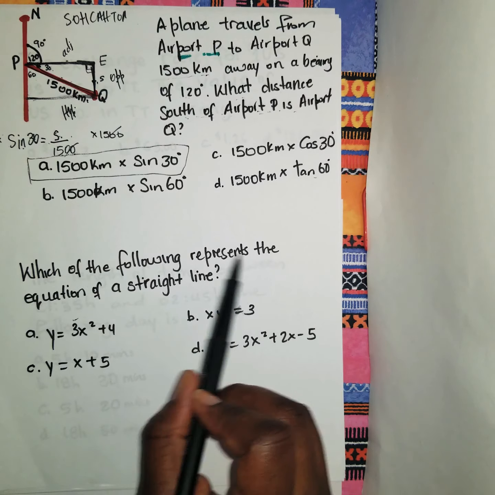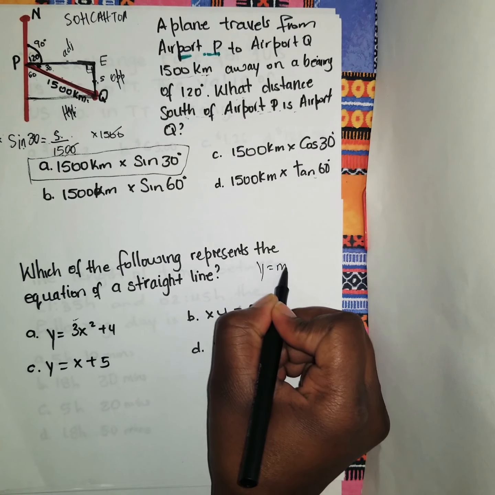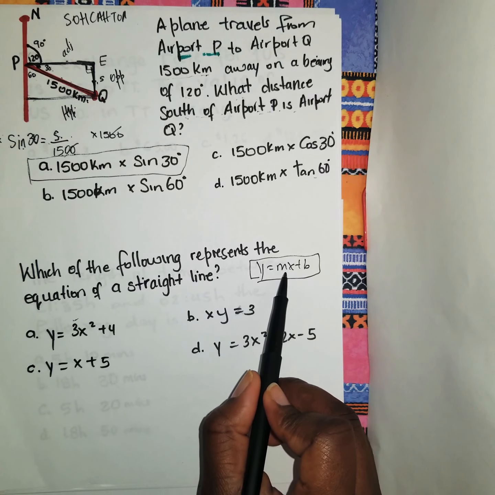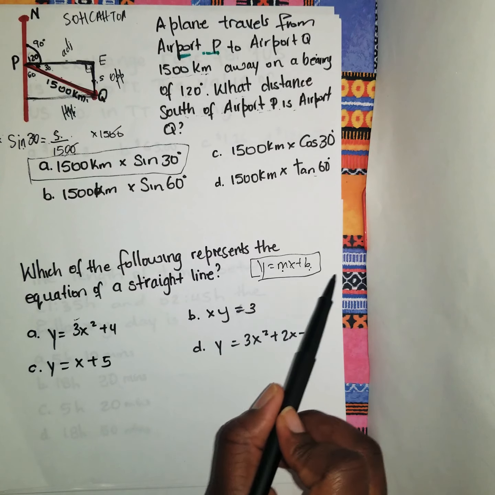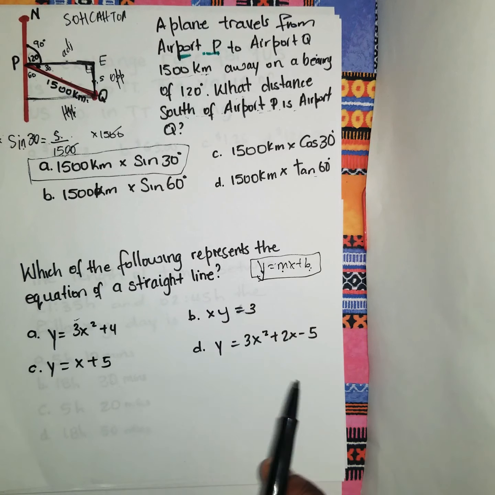So, which of the following represents the equation of a straight line? We know this is in the form y equals mx plus b, or mx plus c. All right? And so, m is the slope, b is the y-intercept. Or you can put c here, it doesn't matter because they're all real numbers. Any variables can be used.